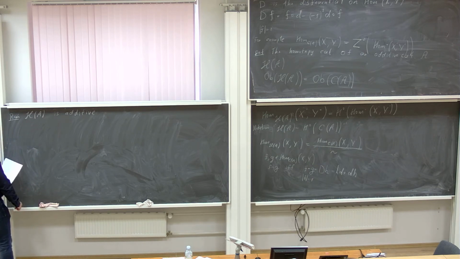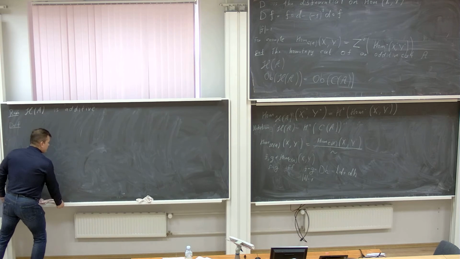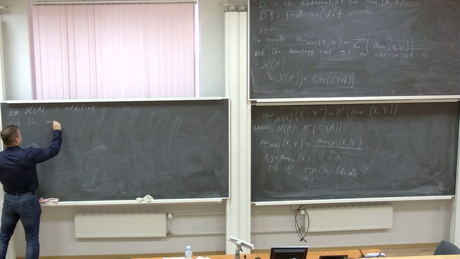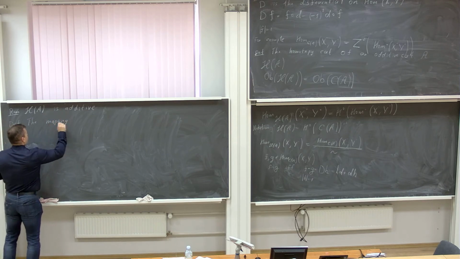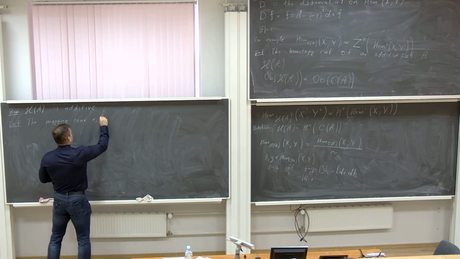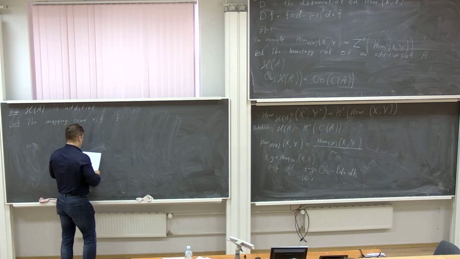Okay, but before we define the triangulated structure on this, I need another definition and several easy exercises. Probably you know these exercises if you took something like algebraic topology, but still I need to formulate the statements. So first the definition, the mapping cone of a map of two complexes.